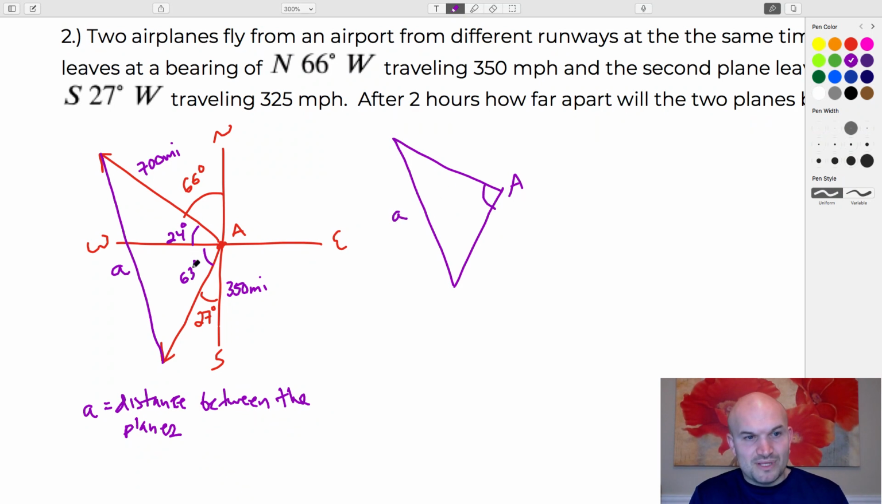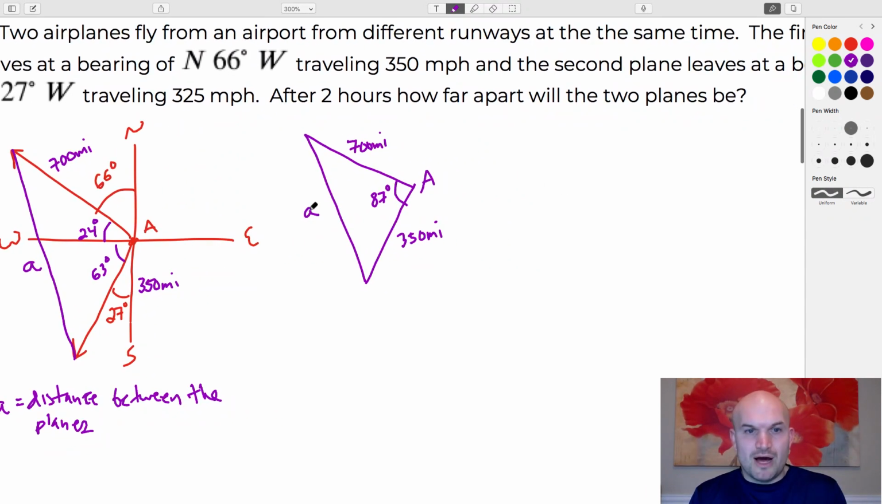So we have 24 plus 63, right? Obviously those added up are going to give you that angle, which is going to be 87 degrees. And then here we know is 700 miles. And then here is 350 miles. So again, the question is, how far are they going to be apart?